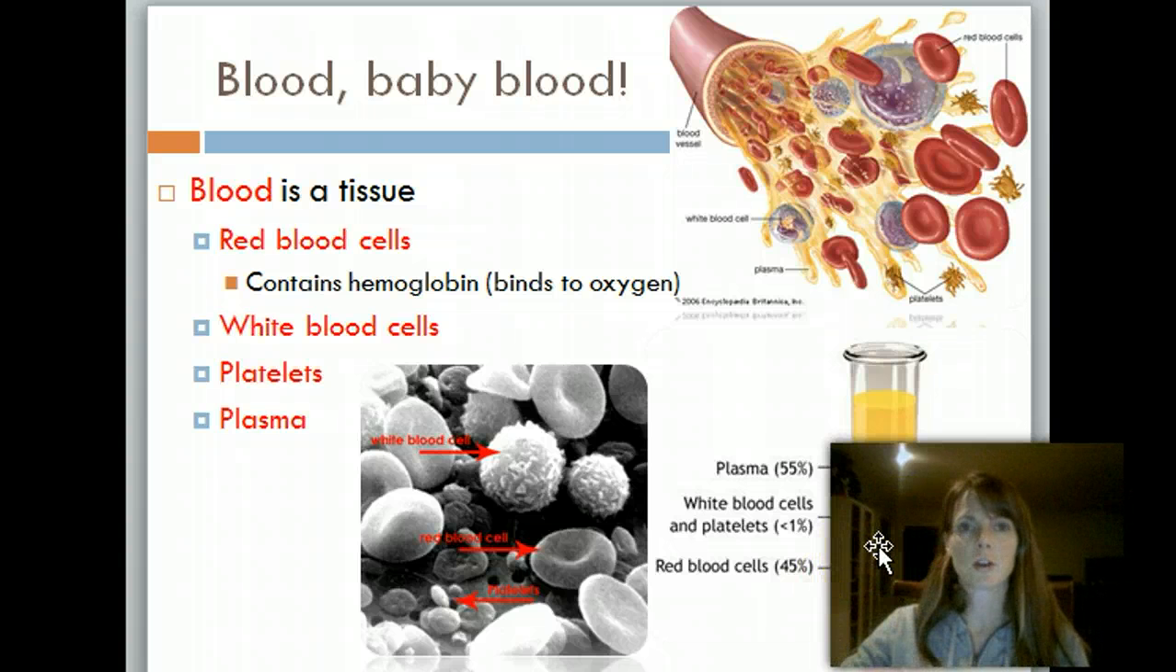So 45% of your blood is red blood cells. Less than 1% makes up your white blood cells and your platelets. And then 55% makes up your plasma. Plasma is the liquid portion of blood, okay? So obviously you can see that really a majority of the blood is actually the liquid portion, okay? Your white blood cells typically fight off infection. Your platelets help in blood clotting. Your red blood cells obviously distribute the oxygen and then take carbon dioxide back to be exhaled out. So basically that exchange of oxygen and carbon dioxide is huge with the red blood cells.